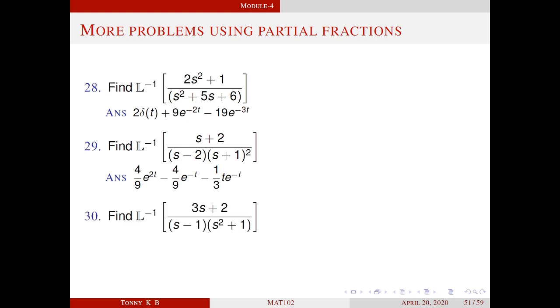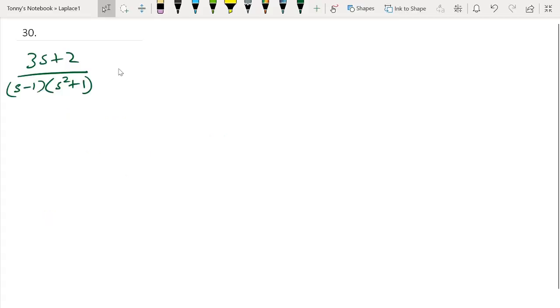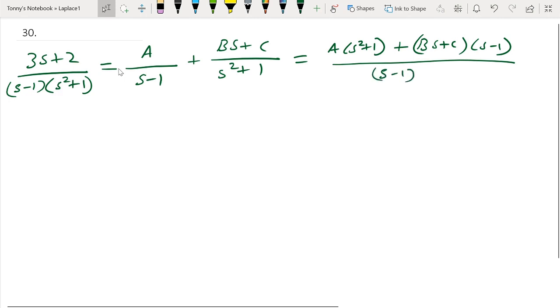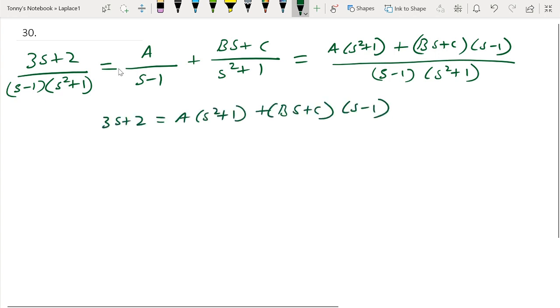Next problem, find L inverse of 3s plus 2 by s minus 1 into s square plus 1. In this given expression, one factor is linear and second factor is quadratic. So its partial fraction is, by taking LCM we get, then by equating the numerators of this term and this term we get, by solving this equation we get A, B and C.